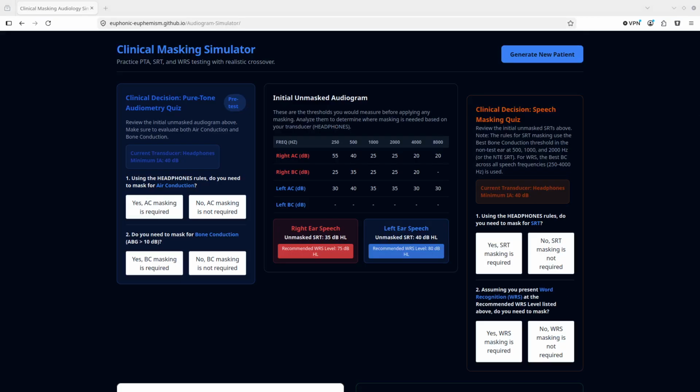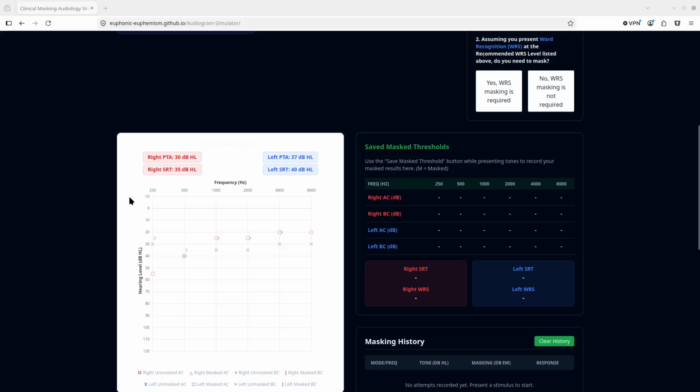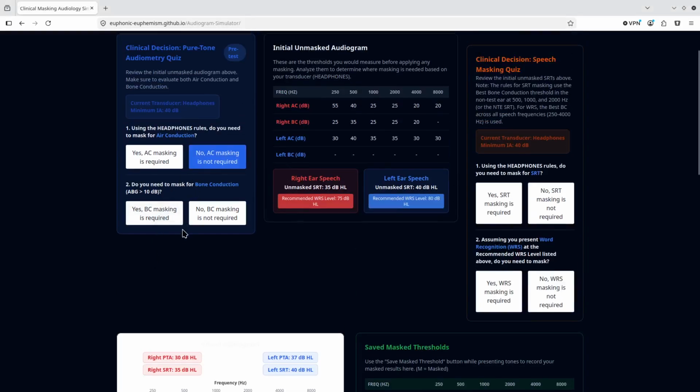Okay, here we've got another audiogram, this time with supra-aural headphones with a minimum interaural attenuation of 40 dB. Here's our audiogram down here. So let's take a look to see where masking is needed. First, do we need air conduction masking? Let's look at the largest air bone gap there is. Bone conduction at 25 dB versus air conduction at 55 dB. That's a 30 dB difference. That does not equal or exceed 40 dB. So no, we do not need air conduction masking.